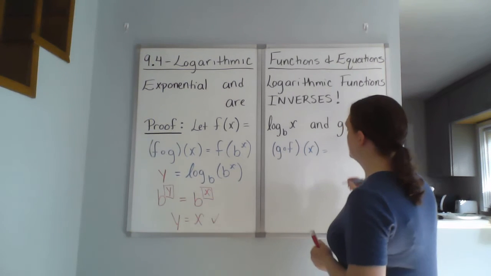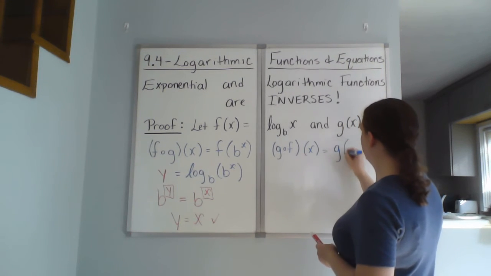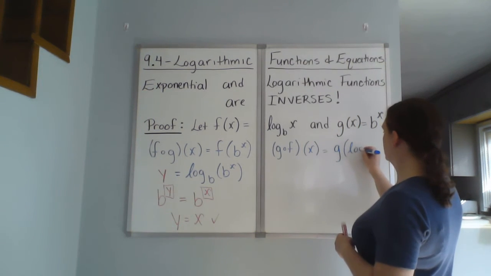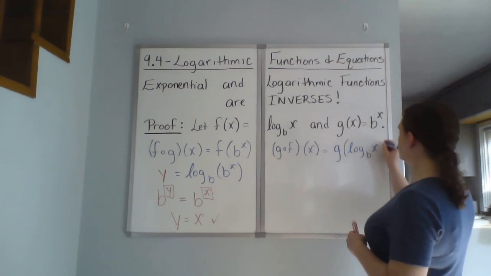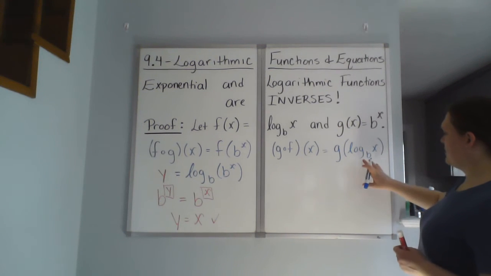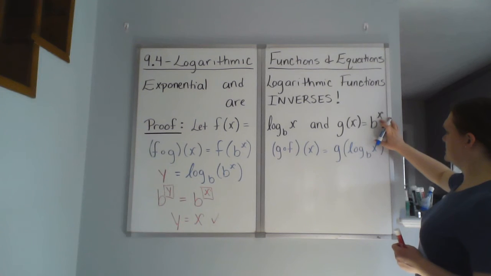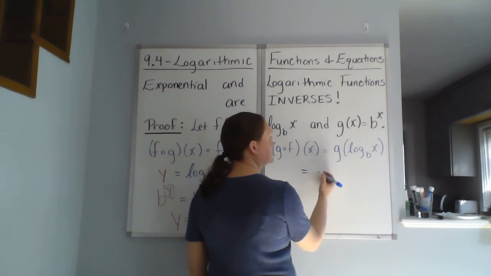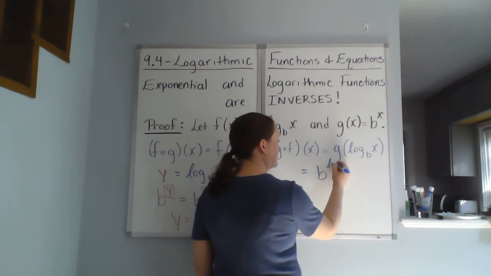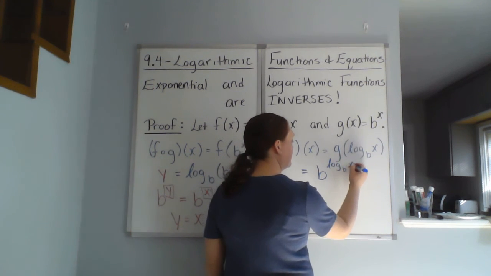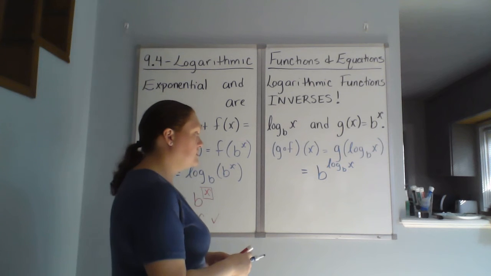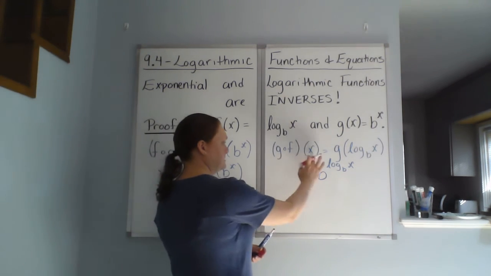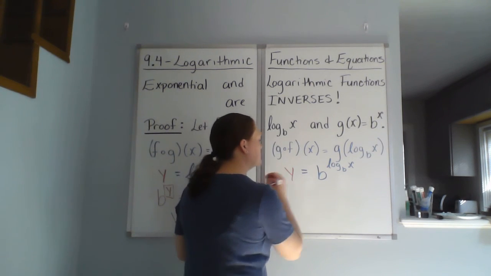So g of f of x, where f of x is log base b of x. That means now I'm putting the logarithm in place of the x in the exponential. So this is now equal to b to the log base b of x. We're going to use the same trick. We're going to replace this notation and say, well, let's say this is equal to y.